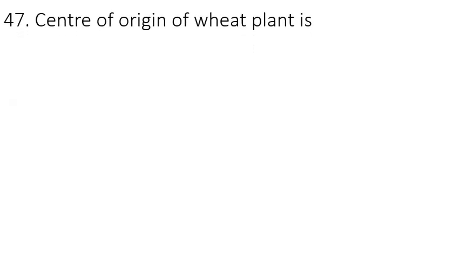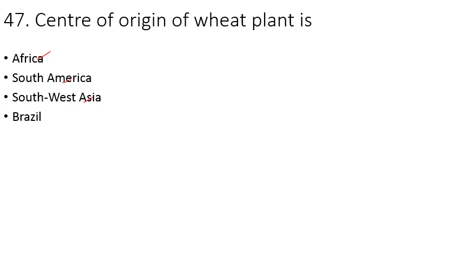The next question is, center of origin of wheat plant is, our options are Africa, South America, Southwest Asia and Brazil. So its right answer is Southwest Asia. And there was a region named the Fertile Crescent, which includes parts of Iran, Iraq, Turkey, Syria, Lebanon, and Israel, and is considered one of the oldest sites for agriculture.